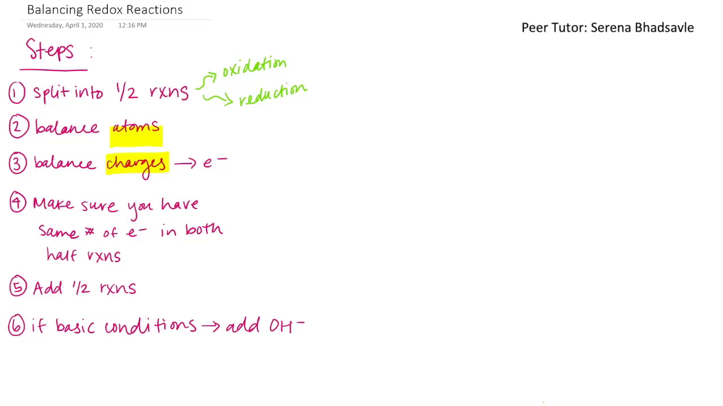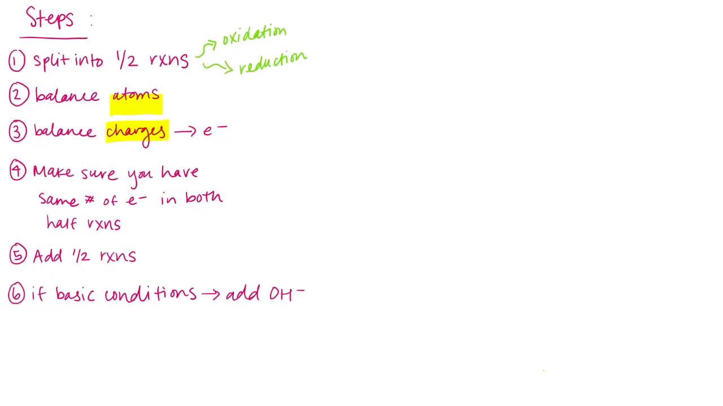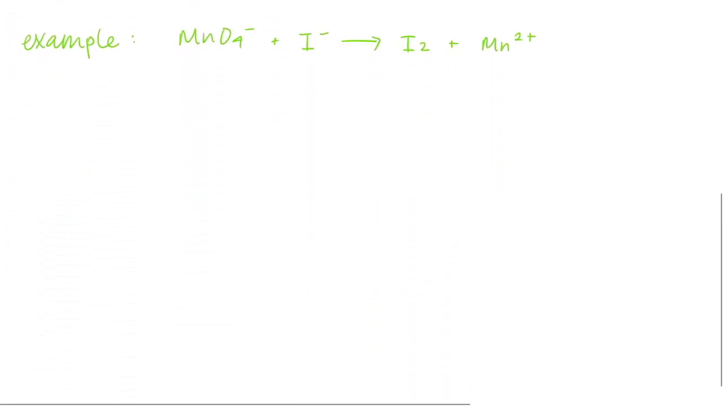Then you want to make sure that you have the same number of electrons in both of your half reactions, and then you'll add both of those half reactions together. And then depending on what kind of conditions we have, either basic or acidic, we may need to add hydroxide. So let's take a look at an example to demonstrate these steps.